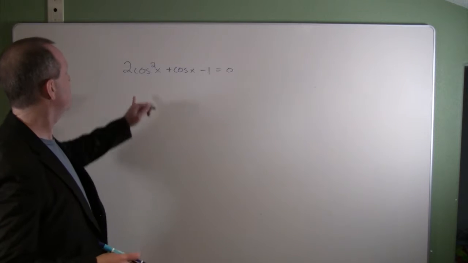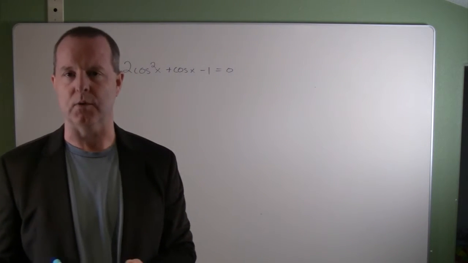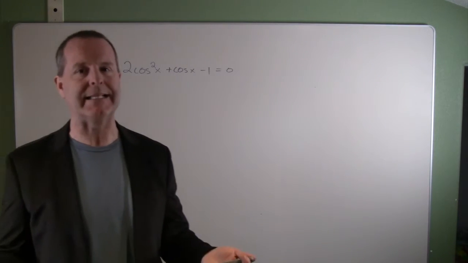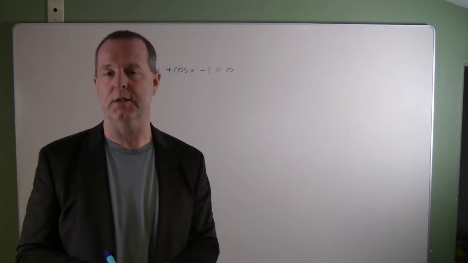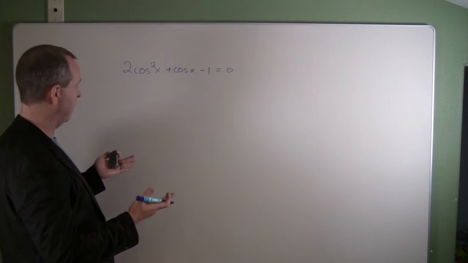We have 2 times the cosine squared of x plus the cosine of x minus 1 equals 0. And we're going to try and solve this. Again, what we try to do is isolate the trig functions on one side, all the stuff on the right side, and we go from there.